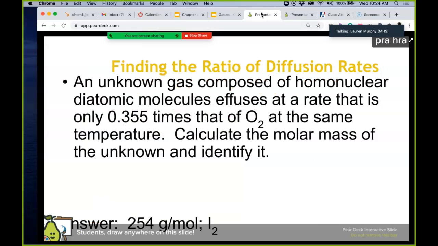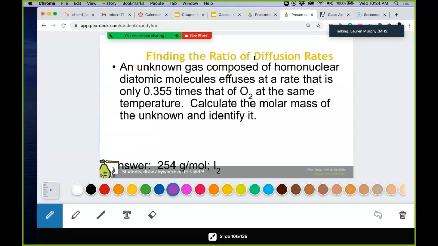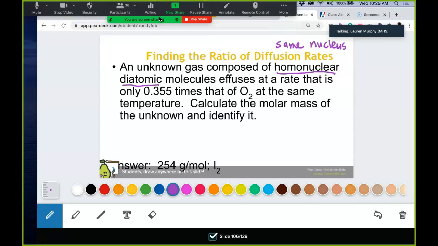Okay, this one's a little bit trickier. So let's talk about some wording. You know the College Board loves using really fancy wording, and it's not to trick you because this really isn't that hard to understand. But it says an unknown gas composed of homonuclear diatomic molecules. Well, what does homo mean? It means same. Nuclear means nucleus. Well, an element that has the same nucleus as another element is the same element. So all this fancy wording is telling you that it's going to be a diatomic.